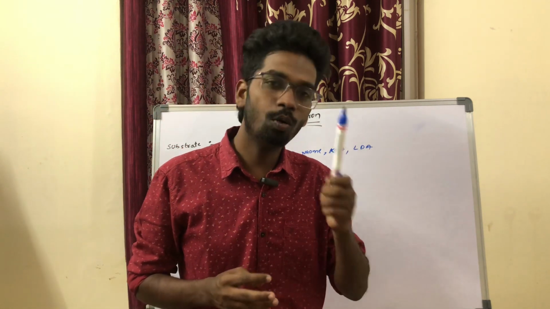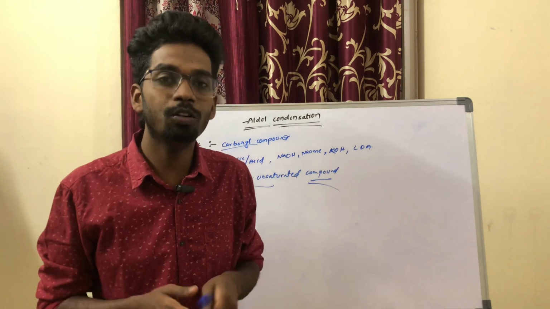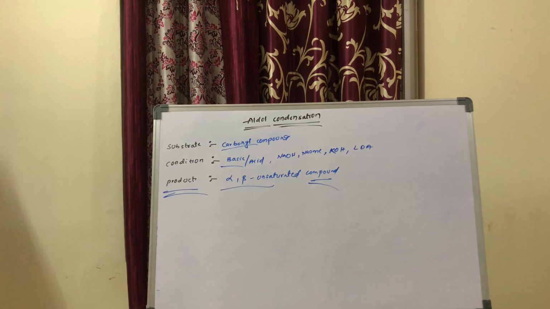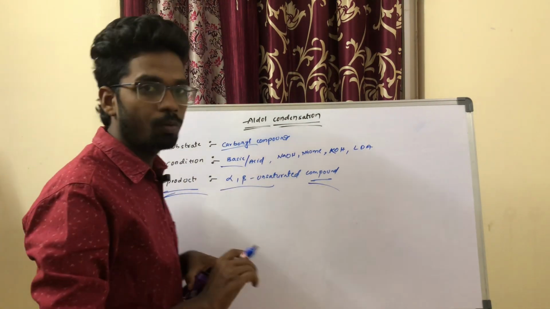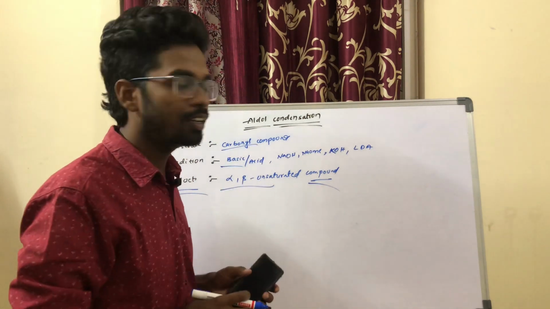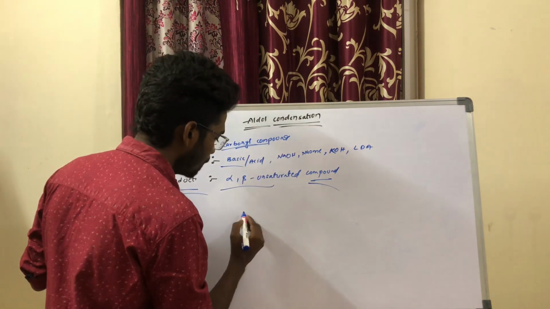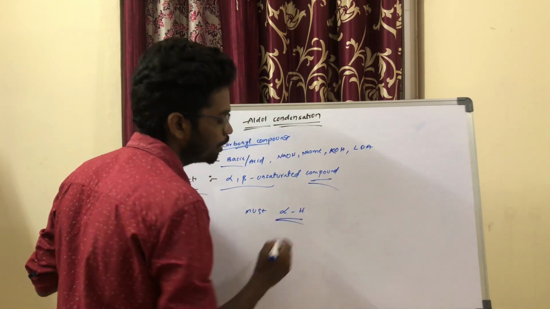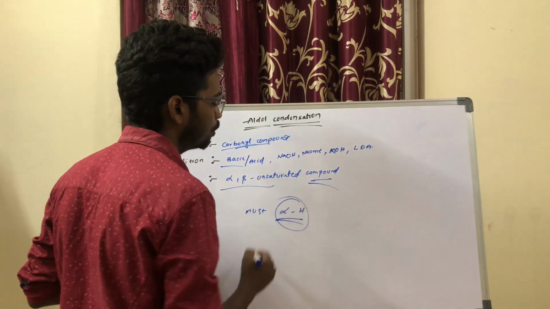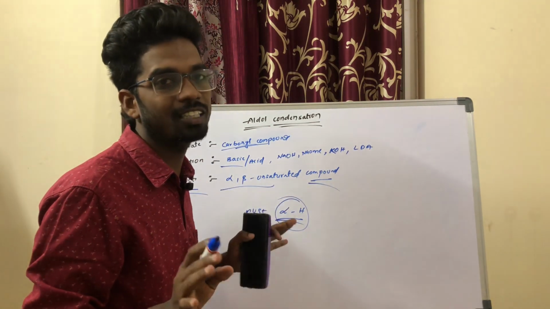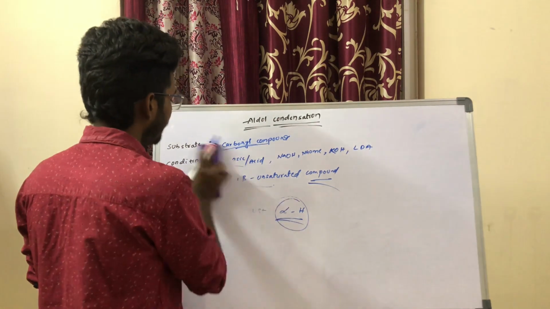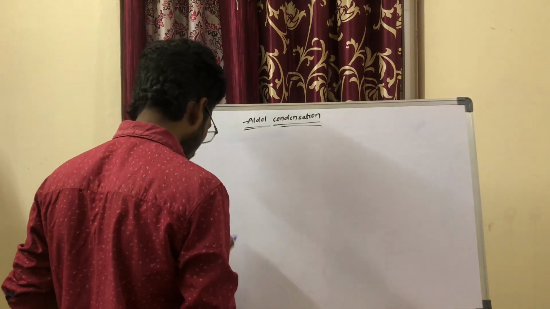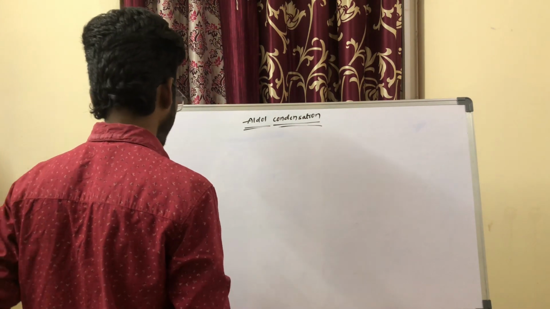I think you are confused, right? So if you see the reaction mechanism, you are able to understand what exactly is happening in this reaction. One more important point in this aldol condensation: the carbonyl compound must contain alpha hydrogens. Without alpha hydrogens, the reaction does not take place. So if you see the reaction mechanism, you can understand easily what is happening. I am going to explain the reaction mechanism.